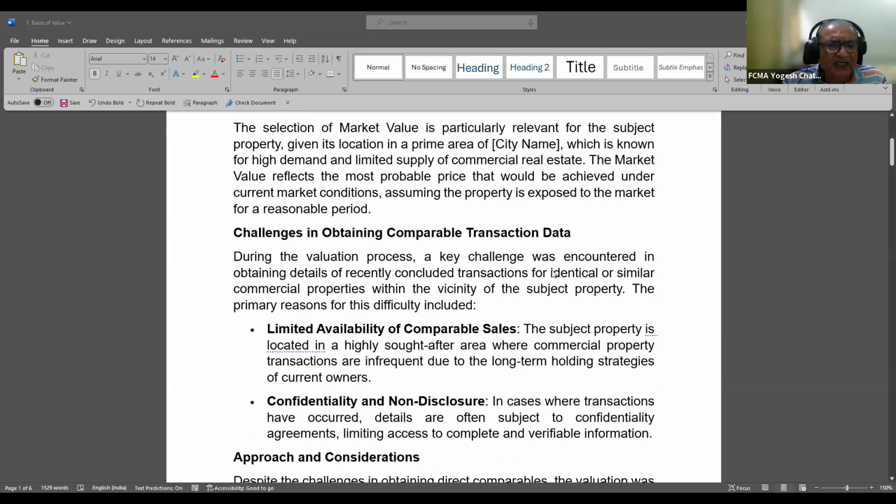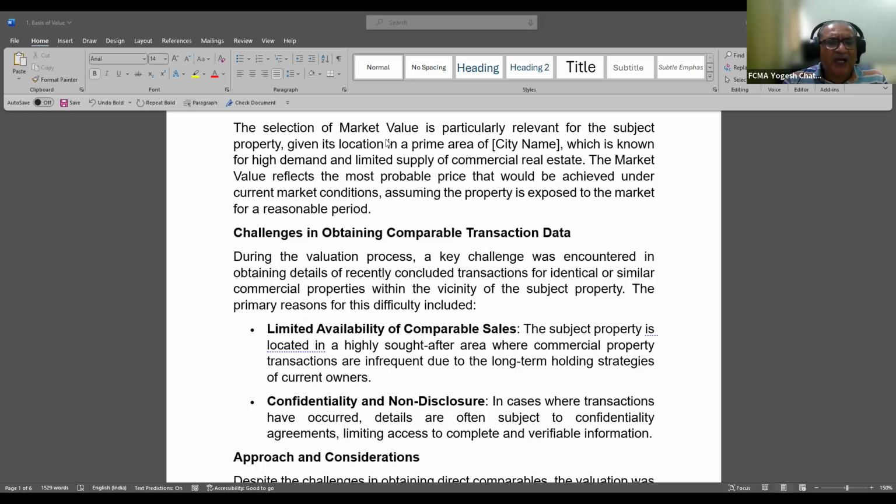So, challenges in obtaining comparable transaction data. During the valuation process, a key challenge was encountered in obtaining details of recently concluded transactions for identical or similar commercial property within the vicinity of the subject property. So that is how you do the valuation. Supposing you intend to sell your house, how will you determine the estimated value of your house? It will be based on a similar type of house in the same area for which you have the details of a recently concluded transaction. So that is what we do in valuation also. During valuation, the key challenge was obtaining details of recently concluded transactions for identical or similar commercial property within the vicinity of the subject property.